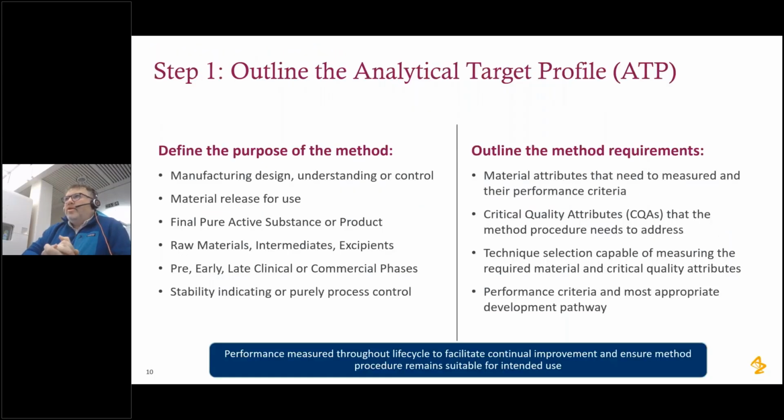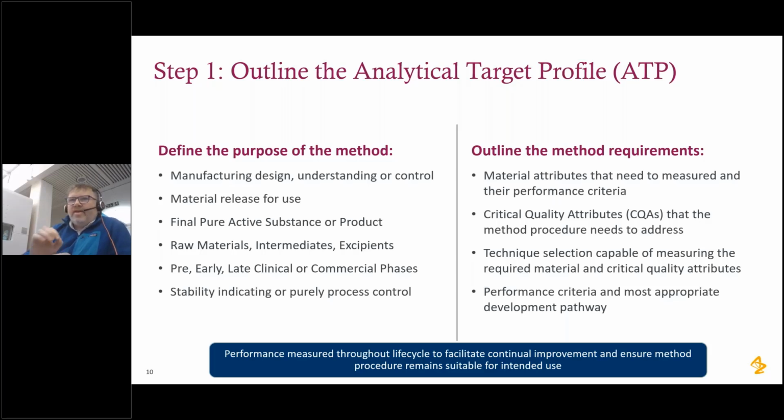So the next thing I'm going to briefly touch on is each of these 8 steps in a bit more detail. The first one starts with outlining what we call the analytical target profile, and this is something that's now been rolled out through the ICH group in that Q14 procedure that I alluded to a couple of slides ago.